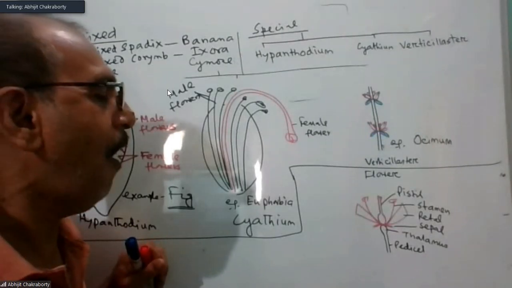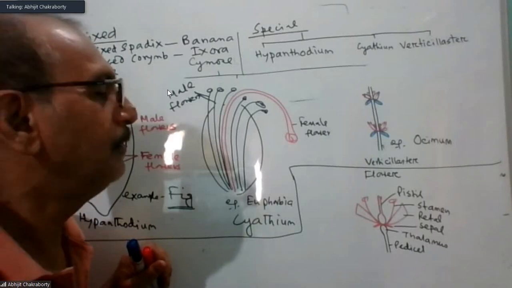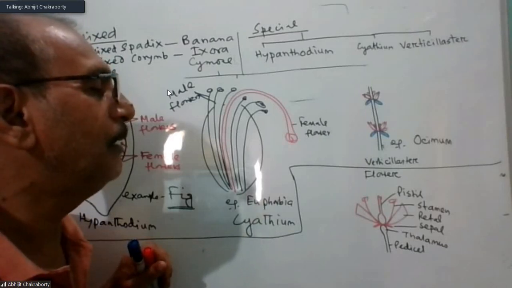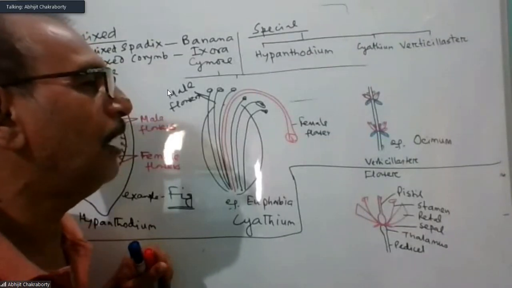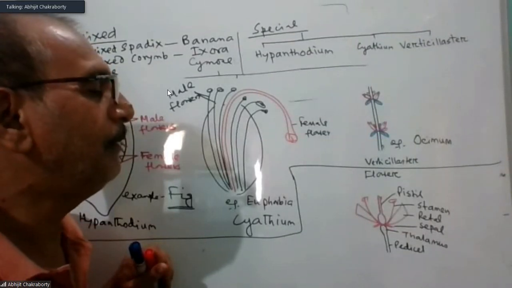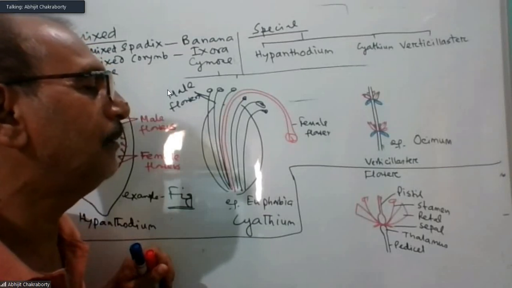In this way we get different floral parts. From center to periphery, we have the gynoecium, androecium, corolla and calyx. From periphery to center, the arrangement is calyx, corolla, androecium, gynoecium.